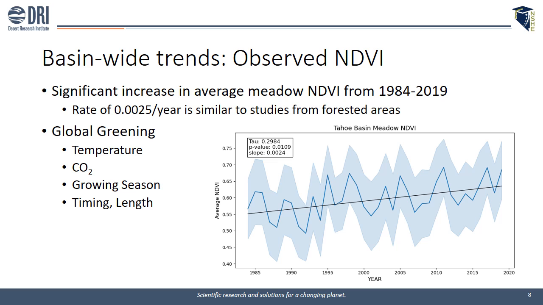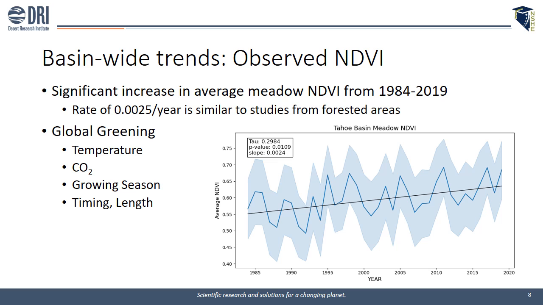So the first thing that we did is look at basin-wide trends in NDVI. This image here shows us the basin-wide average, with the mean and the standard deviation for every meadow averaged together for the entire period of record, again 1984 to 2019. And what we see is a statistically significant increase in NDVI of about 0.0025 per year.